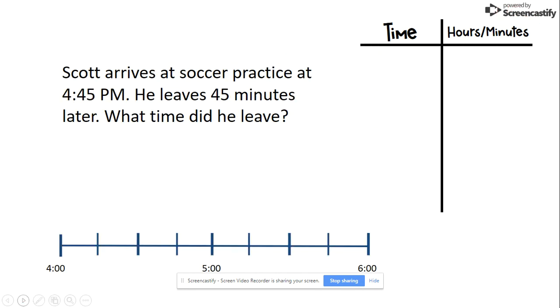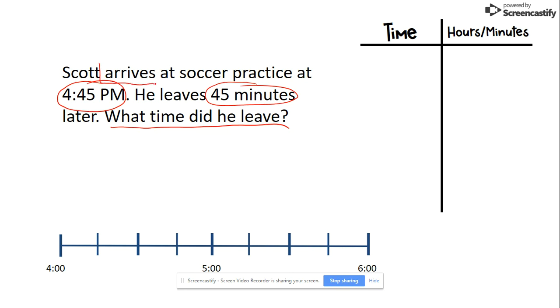In this example, we have Scott arriving at soccer practice at 4:45 p.m. He leaves 45 minutes later. So what time did he leave? Again, I need to circle my numbers. He arrived at 4:45 and left 45 minutes later. Underline my question, what time did he leave? And box any important keywords.